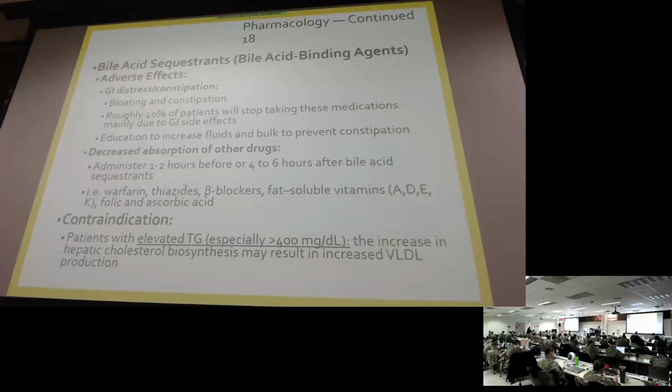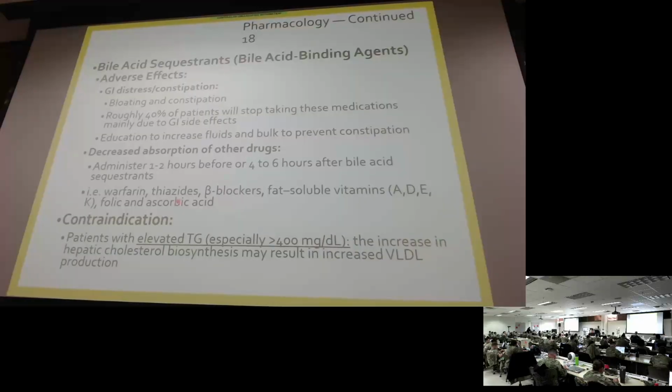Decreasing absorption of other drugs. So this is how I was telling you it's an adverse effect, but we're using it for that benefit if there's a drug that I'm trying to get out of my patient's system. So with that, if it's not a drug that I'm trying to get out of the patient's system, I need to make sure that I'm letting my patient know when they need to take it. So 1 to 2 hours before they take that other medication, or 4 to 6 hours after they have taken my bile acid sequestrant. Okay, I need to separate them, because if not, I'm going to interact with the half-life of that other drug, and it's not going to get to the level that it needs to get to. Here are some other drugs that you can see that it will decrease the absorption of, that we can potentially use it.